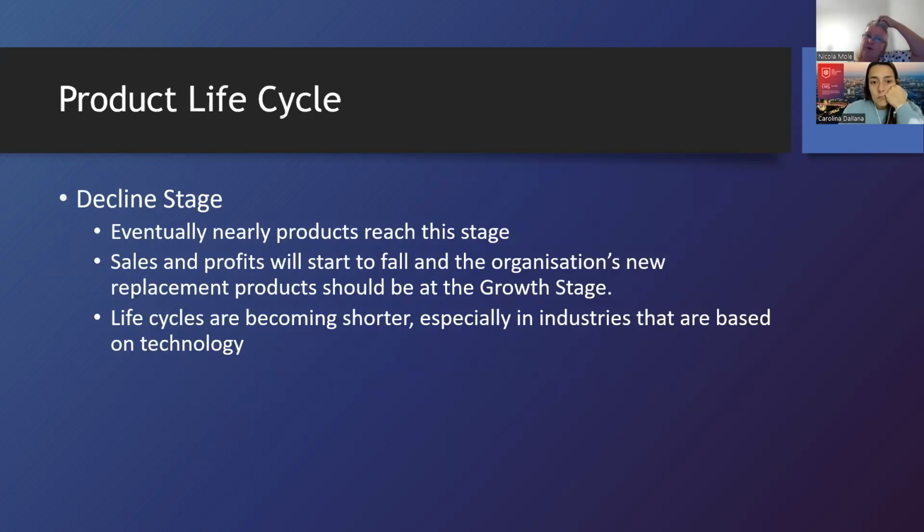Life cycles are becoming shorter, especially in industries that are based on technology. All right, so we know that new technology is always being developed. And so the product life cycle is getting shorter and shorter, especially with production being so technologically based now too.